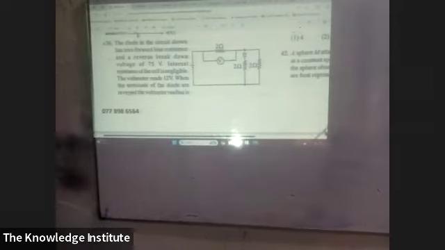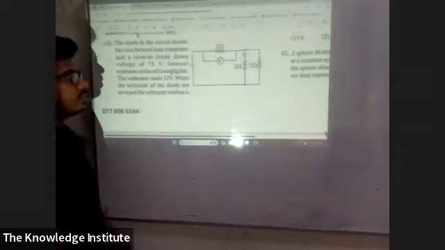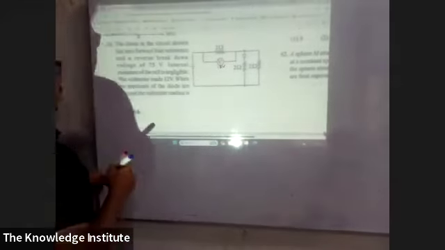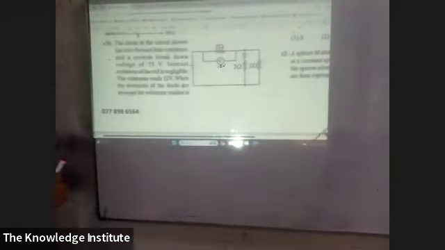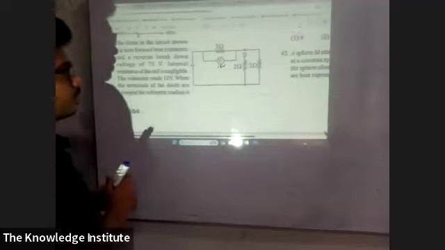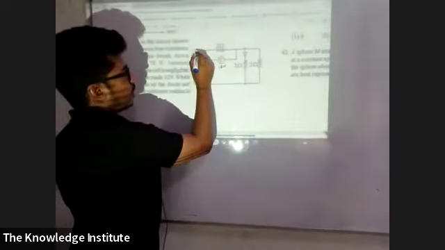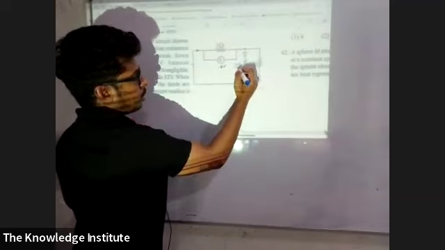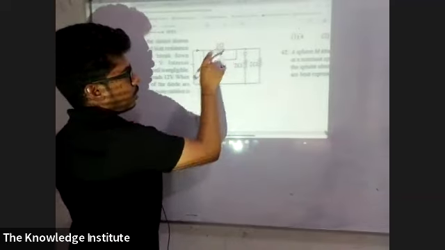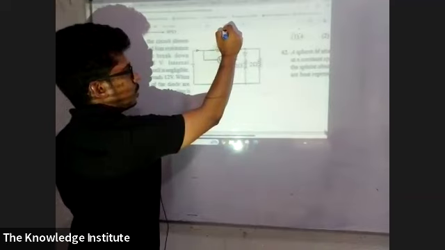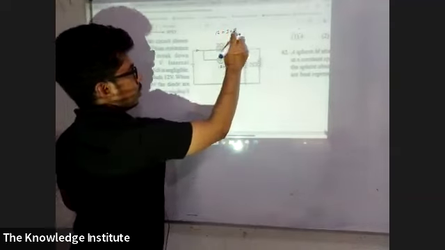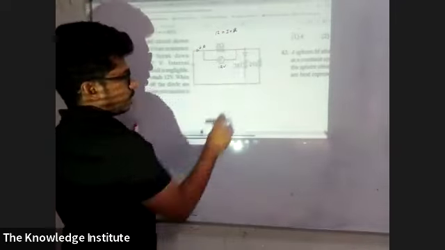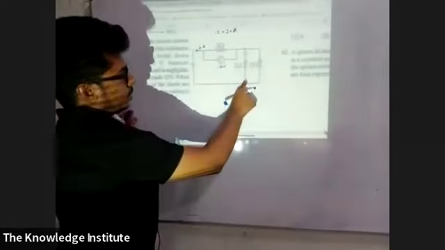Internal resistance of the cell is negligible. The voltmeter reads 12 volts. When the terminals of the diode are reversed, the voltmeter reading is... So the current coming from here goes through this. It doesn't flow through this. We go through this, so we can find the current. 12 volts equals IR, so I equals 6 ampere. 6 ampere of current comes like this, and it's forward bias.